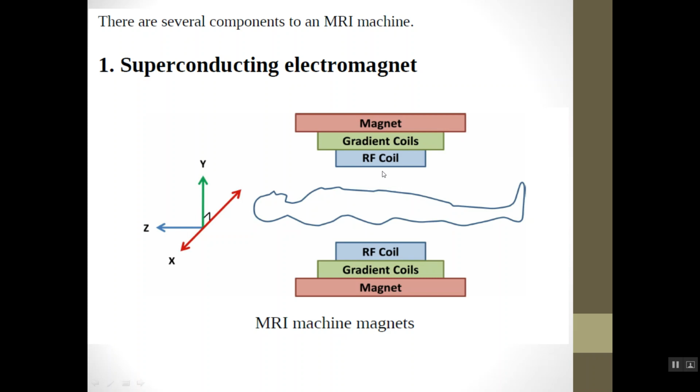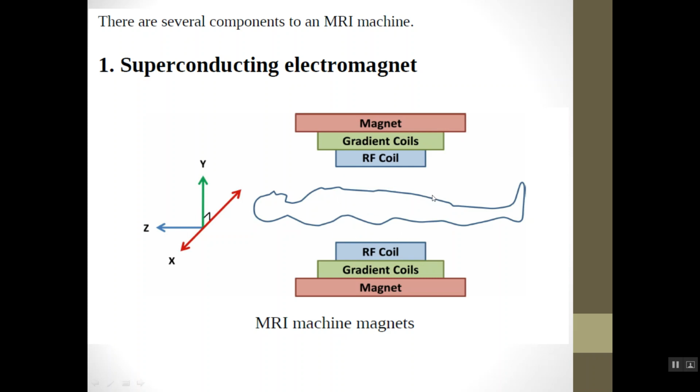And the radiofrequency coil. The radiofrequency coil is responsible for transmitting and receiving signal, transmitting the pulse and receiving the pulse. Transmitting this type of electromagnetic wave is called a radiofrequency pulse, and receiving it. So the radiofrequency coil is specific for the body organ.